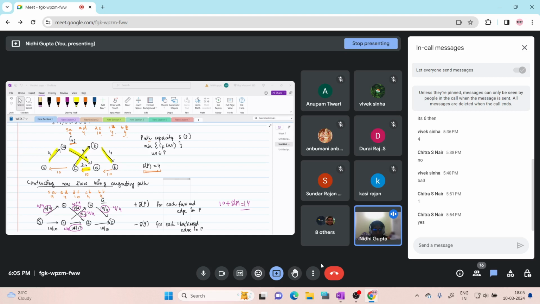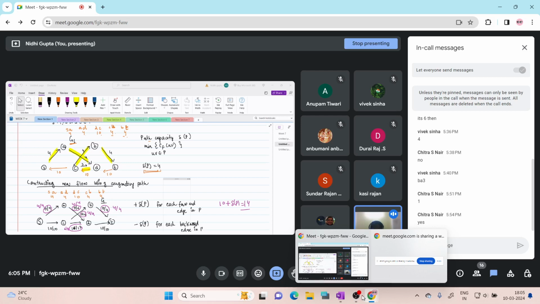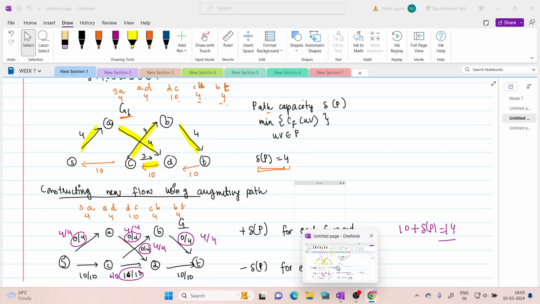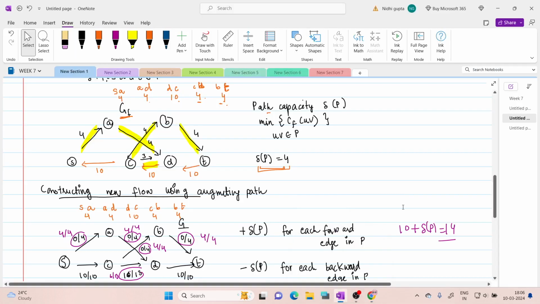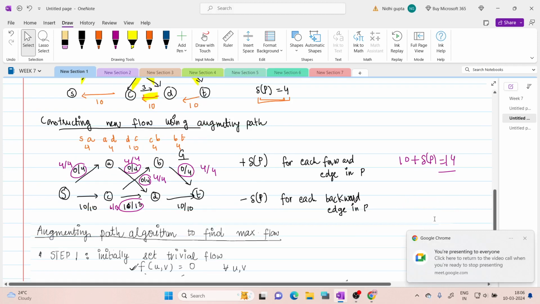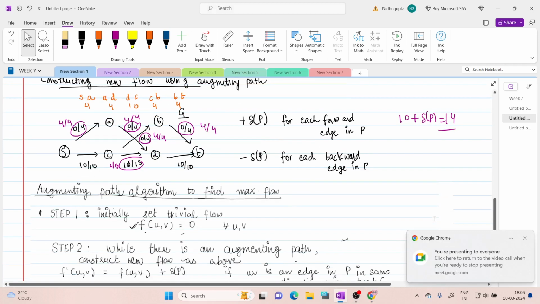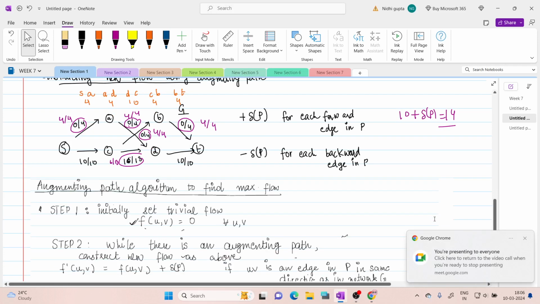So initially the flow value was 10, then we constructed a residual flow. We were able to find an augmenting path which has path capacity 4. Using that augmenting path, we were able to increase our flow by 4, and the new flow is coming out to be 14. This is how we find the maximum flow.